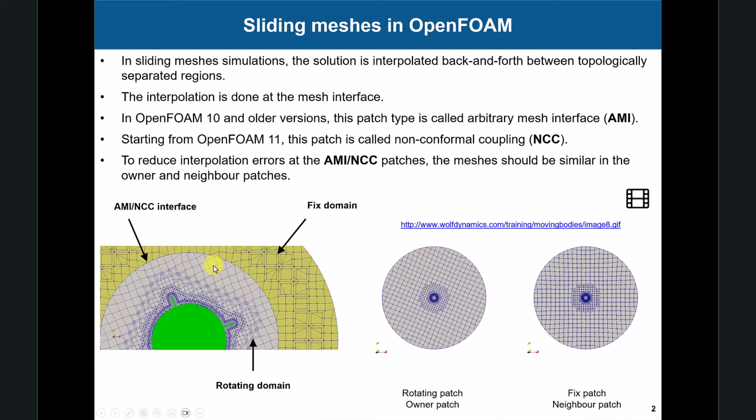A very good standard practice when you do this is that meshes need to be similar between both domains, the fixed and the rotating one. If you have the inner domain much finer, that can add some interpolation errors. Note that in OpenFOAM older versions, the technique used is called AMI, arbitrary mesh interface, and in OpenFOAM 11, a new type of boundary condition or method was introduced, called non-conformal coupling, NCC, and this is the technique that we're going to use.